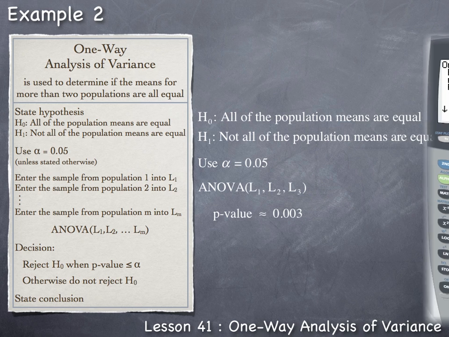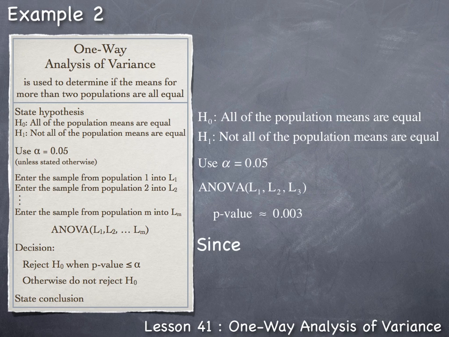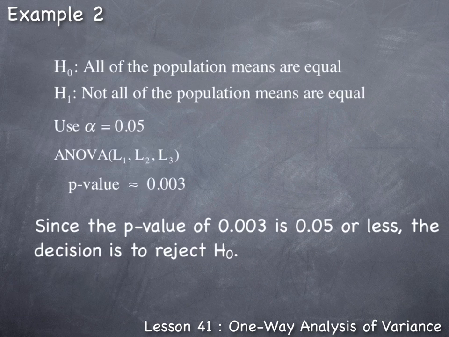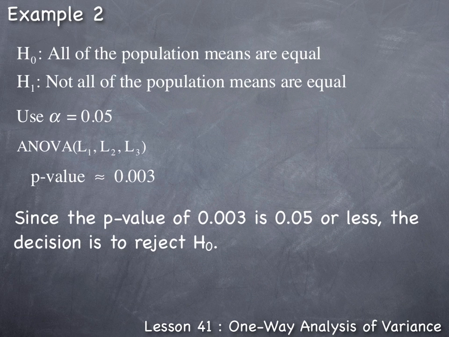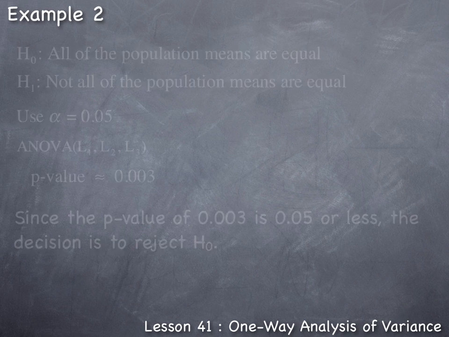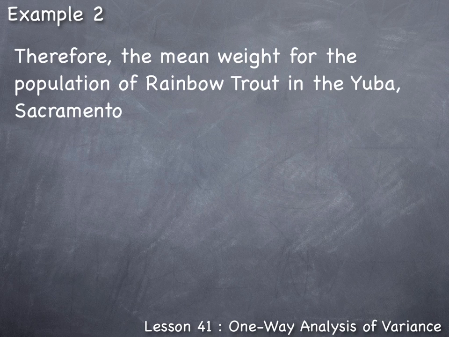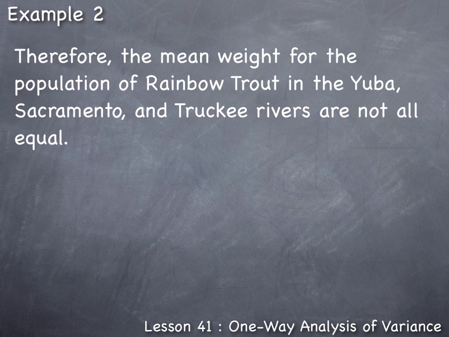Now that we have our p-value, we can reach our decision. Since the p-value of 0.003 is 0.05 or less, the decision is to reject H0. And when we reject H0, we have sample evidence indicating that H0 is not valid, and hence H1 is valid. Thus, our conclusion here would be that not all of the population means are equal. So, based on the results of our hypothesis test procedure, we can make the following statement. Therefore, the mean weight for the population of rainbow trout in the Yuba, Sacramento, and Truckee rivers are not all equal.